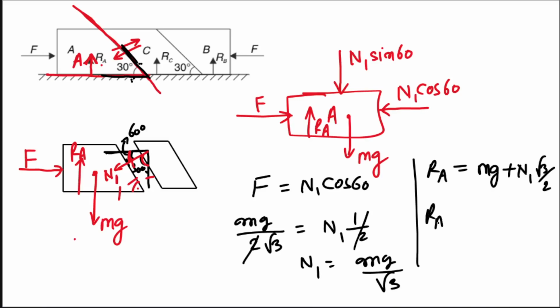So what will be the value of Ra? This is mg plus N1, how much? Mg by root 3 into root 3 by 2. So this is equal to mg plus mg by 2. So Ra is equal to 3 mg by 2. Done it? So we have got the value of Ra, that is 3 mg by 2. Now let us work on calculating Rb.